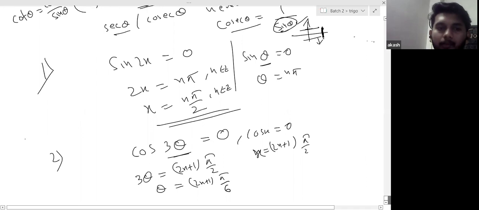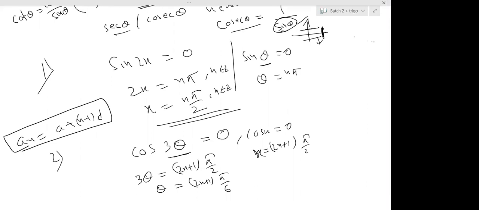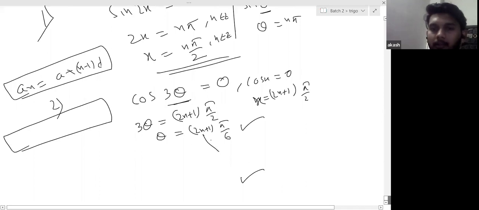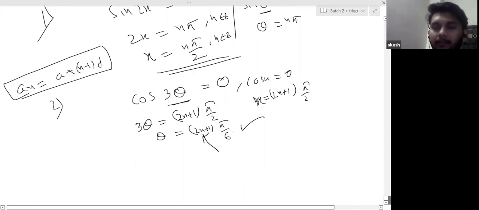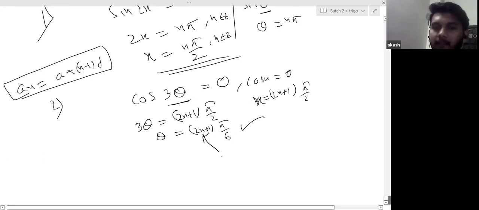See, when you studied AP, this general term, did you always put the value of n, or did you study it as it is? If they ask you what is the fifth term, then you put the value of n as 5. Here also, how many integers are there, Shaifullah? Infinity. So if you put different values of n here, you will get different solutions. Try to put the values.